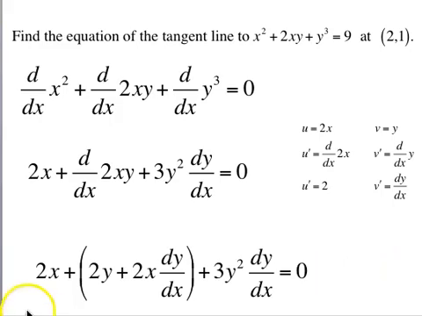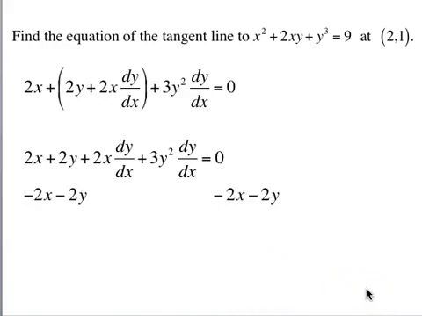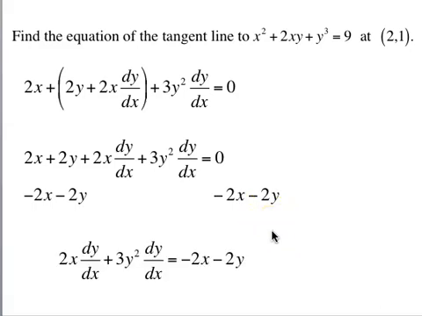So I don't need these parentheses anymore. I can rewrite that as 2x plus 2y plus 2x dy dx plus 3y squared dy dx is 0. And then I want to isolate the dy dx's. You'll notice I want to get all the dy dx's on the left side and everything else on the right side. So subtract 2x from both sides, subtract 2y from both sides. This cancels, this cancels. What's on the left-hand side will be 2x dy dx plus 3y squared dy dx. What's on the right side will be negative 2x minus 2y. So we have successfully isolated the dy dx on the left side.